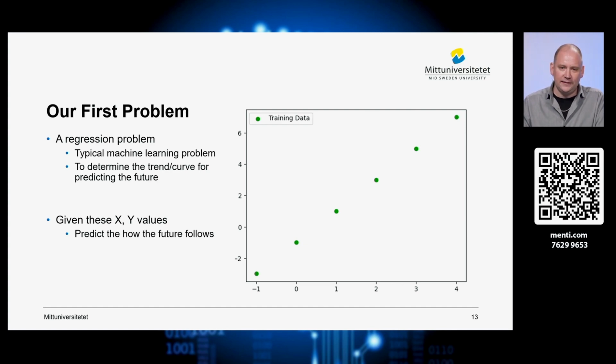So what we want to do is that we have this training data that you see here on the screen that goes from -1 up to 7. And then we want to sort of determine the trend, the curve of this for predicting the future. So given these X and Y values, predict how the future follows, and perhaps also how it was before the training data. That's the task, okay?